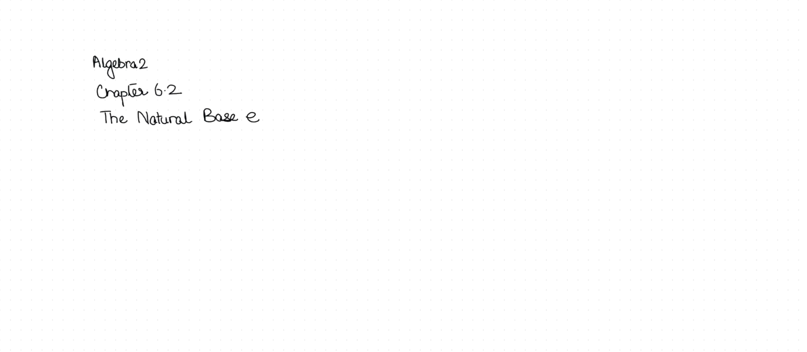Hello. So in this class, we'll do Algebra 2, Chapter 6.2, the natural base e. So e is Euler's number and is approximately equal to 2.71828. It is an irrational number like pi, and its decimal digits continue infinitely without repeating. It is best known for its role in exponential growth and decay, and it acts as the base for the natural logarithm ln.